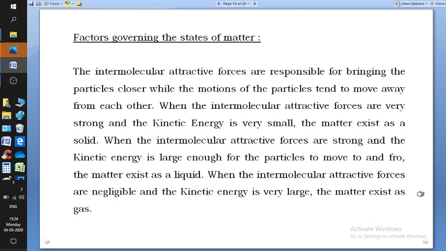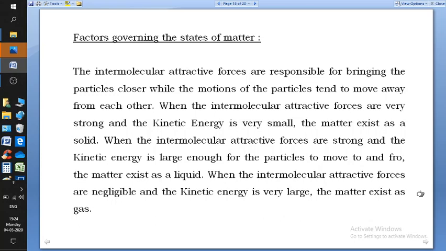Next, when the intermolecular attractive forces are strong, meaning the force of attraction between the particles is strong, and the kinetic energy is large enough for the particles to move to and fro, the matter exists in a liquid state. When particles in a liquid state have more kinetic energy, they tend to move a little farther from each other, not so much. Because of this kinetic energy, they are loosely packed and move to and fro, and hence they exist in a liquid state.